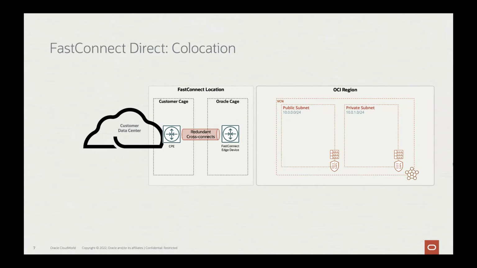Once you've established that physical presence within the FastConnect location, like a partner, you'll build out your redundant fiber cross-connects between your edge devices and the FastConnect edge. Once that physical connectivity has been established, you'll build your logical virtual circuits over those physical connections to, again, gain access into your OCI resources.